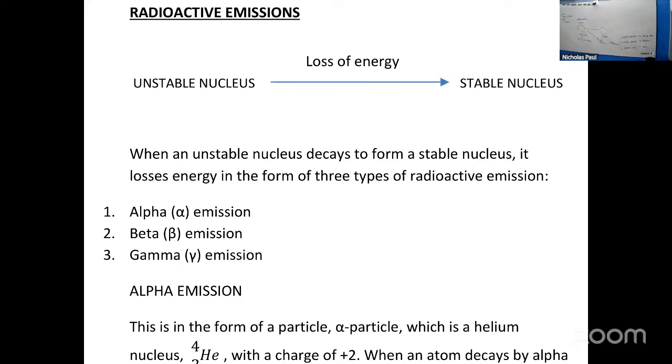We want to focus on radioactive emissions and these three types of radiation. So you have three types of radiation: alpha, beta, and gamma. Alpha is a helium atom, beta is an electron, and gamma is just pure energy. So you want to see how these emissions behave in different fields.